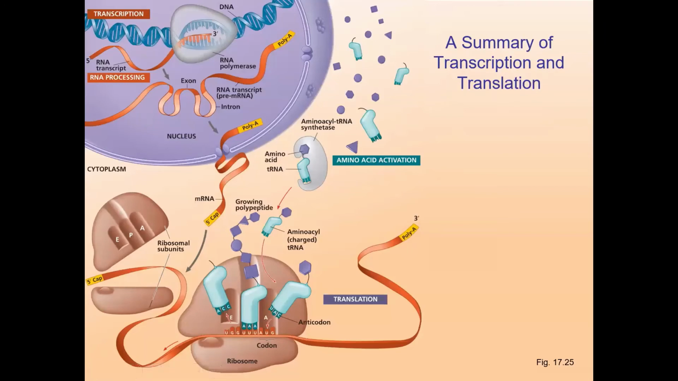So this slide here is near the end of the chapter. It's summarizing everything, and you can see all the things that we've been talking about. You've got transcription, you've got RNA processing, the introns being cut out. You've got capping and tailing. You've got a nuclear pore where it's exiting, and you've got translation all there in one step. So you can take a look at that.